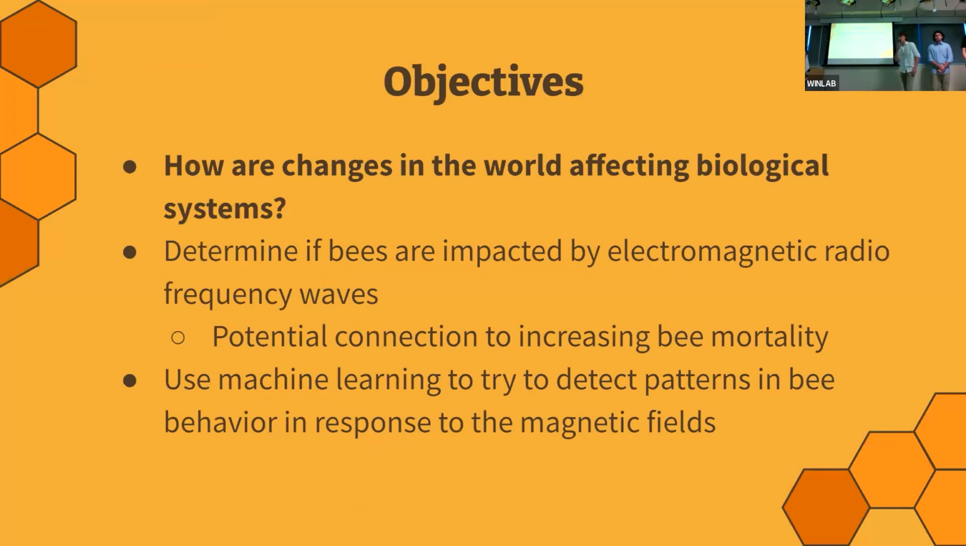All right, so the objective of our project is to ask the question, how are changes in the world affecting biological systems? To do this, we decided to use bees as a model and to look at the possible adverse effects of electromagnetic radio frequency waves on bees, and a possible correlation between the rising amounts of electromagnetic radio frequency waves today and the rising bee mortality rates. To do this, we're going to use a machine learning program that has been trained on our videos to accurately and precisely detect any physiological response to the electromagnetic radio frequency waves that we might see, or to let us know that the effects are simply trivial.